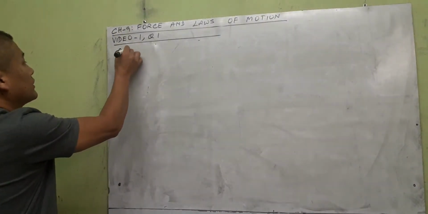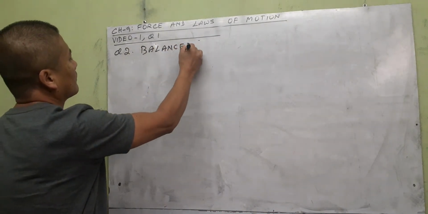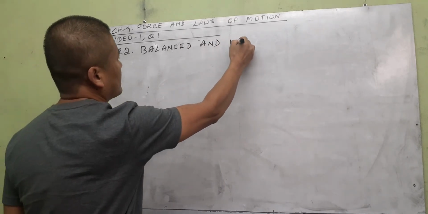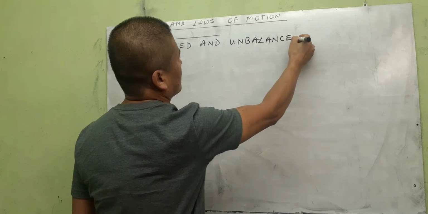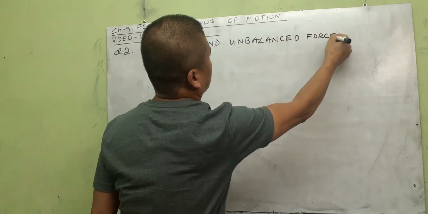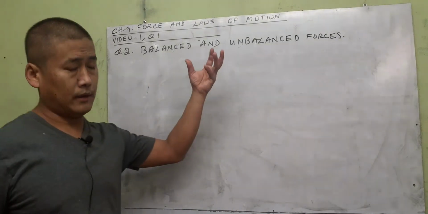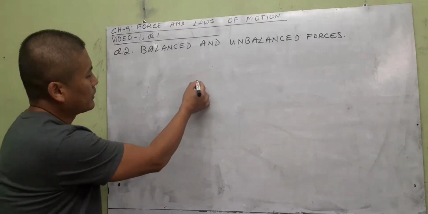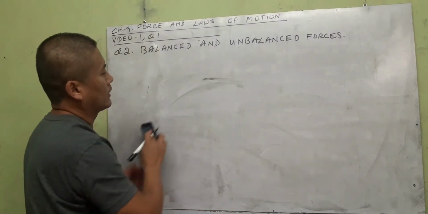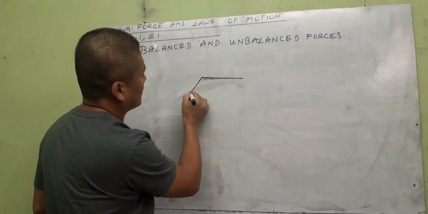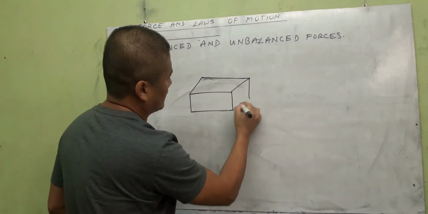The next important question is question number 2: balanced and unbalanced forces. Let us get this concept. Two types of basic forces, clearly with an example. Write it down: difference between balanced and unbalanced forces. Let us say we have a wooden box, a wooden rectangular block. This is the block, let us say.